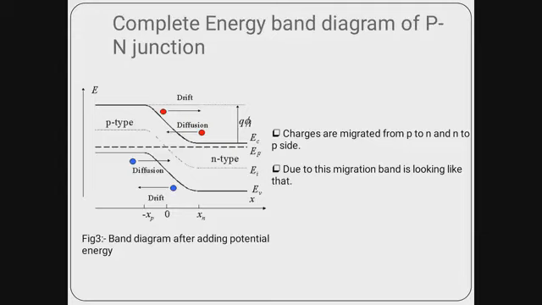EC is the conduction energy, which denotes the energy of the conduction band. EF is the Fermi energy, and EI is the level which is occupied by 50% of electrons. That is why it is called the intrinsic level. And EV is the energy of the valence band, and X is the distance.